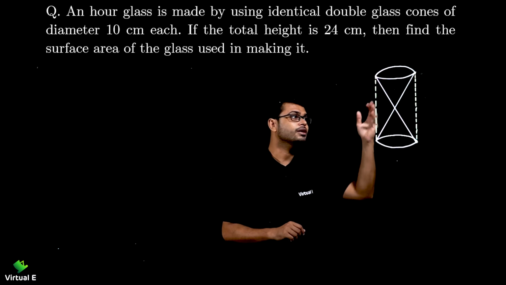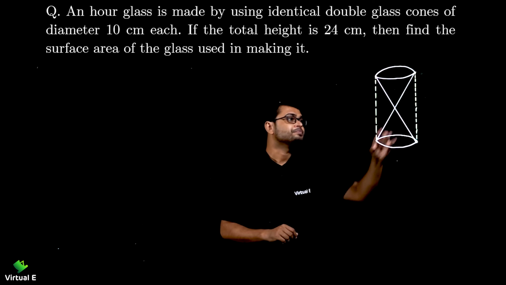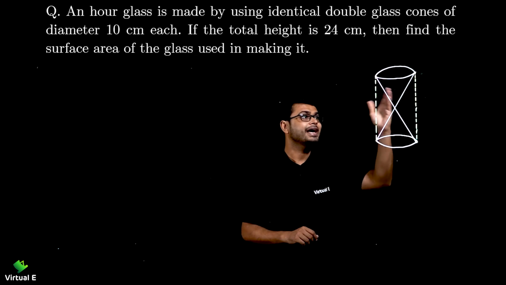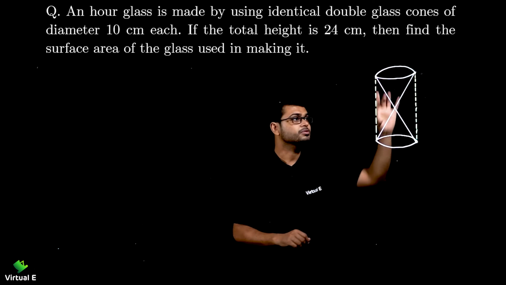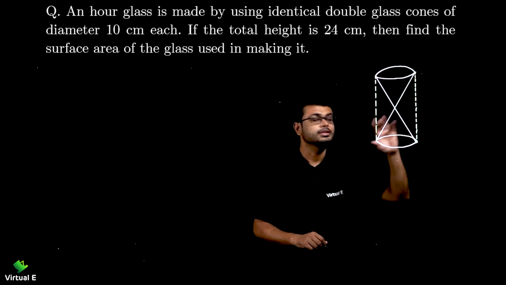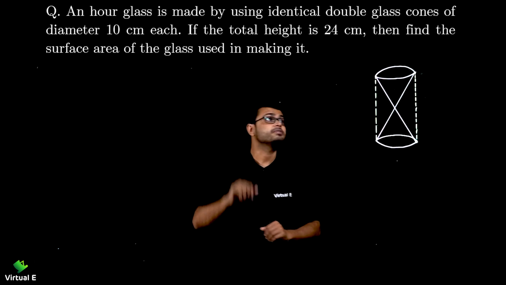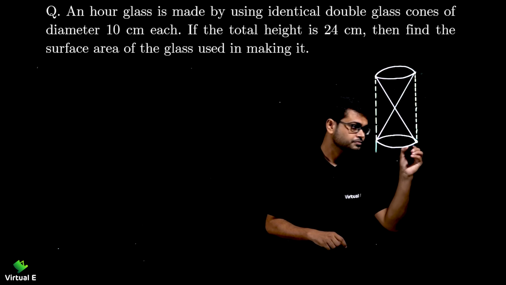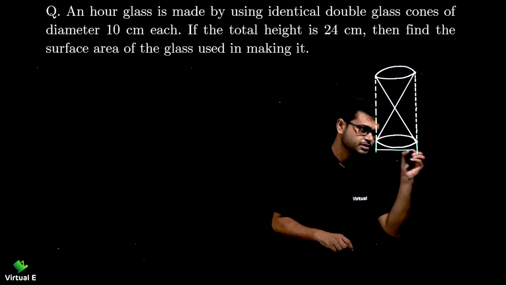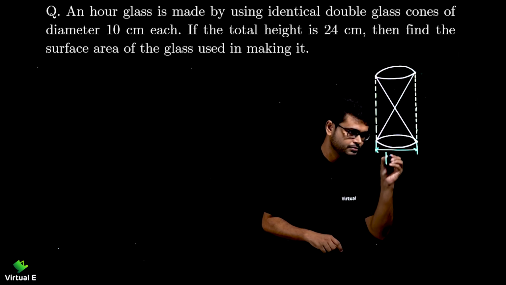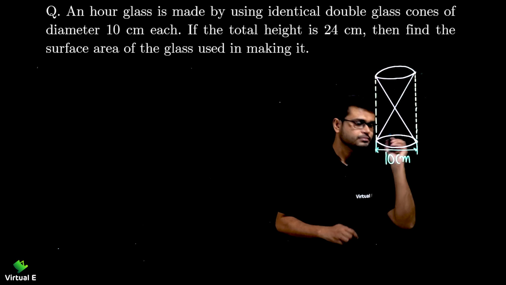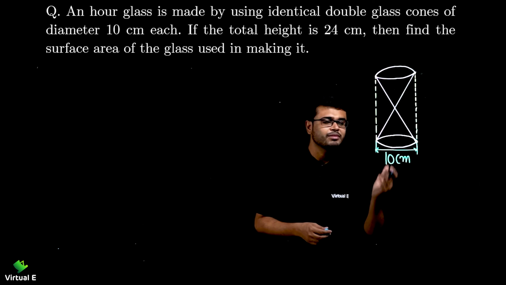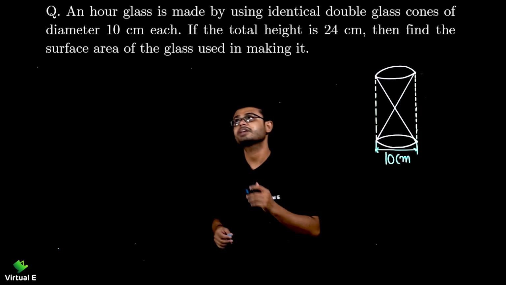There is sand or a liquid, depends. So there are two cones that are identical. Identical means they are exactly the same in size. Remember, this is one cone, this is another one. And diameter is given, which is 10 centimeter. Let's label it, this is 10 centimeter. So if we want to get the radius, that will be half of it. So 10 divided by 2, 5 centimeter.